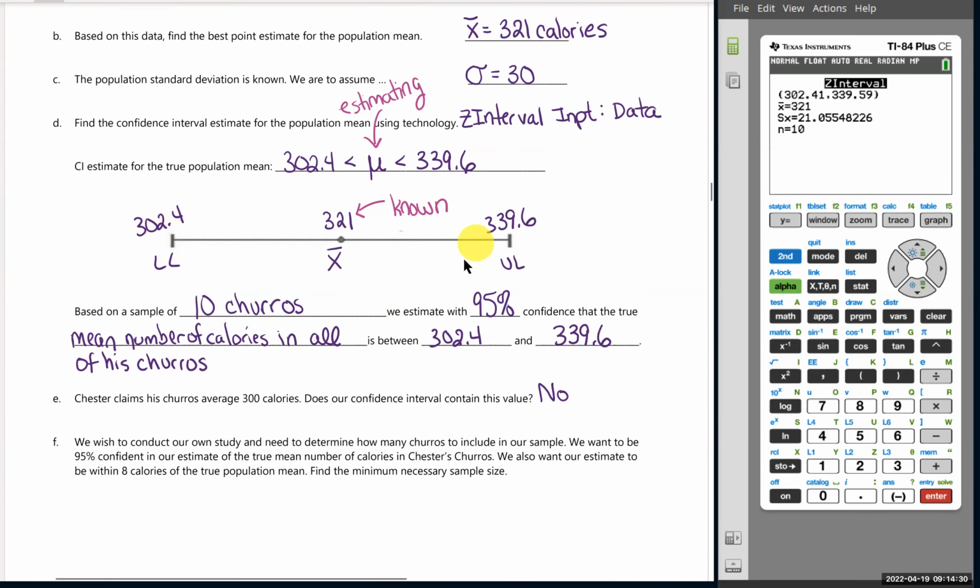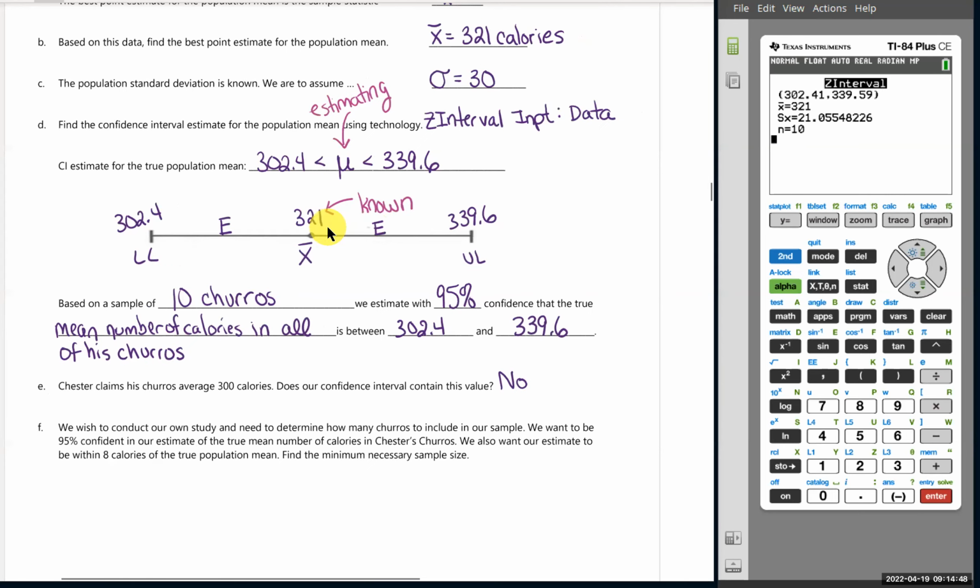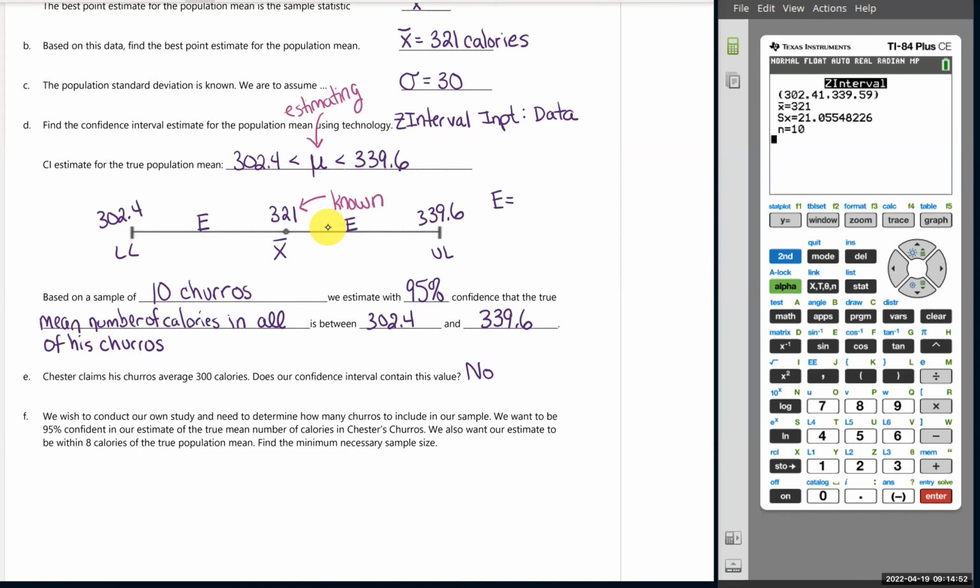So we know the lower and the upper limit, and we know the margin of error is the distance from that sample mean to the lower and upper limit. So there's different ways you could find E. You could just find the difference between those two values. And I would say generally that would be the quickest way. So for me, I would just say 339.6 minus 321. So let's see what that distance is. So 339.6 minus 321. So it looks like the margin of error is 18.6 calories. So this distance, 18.6, this one would also be 18.6.